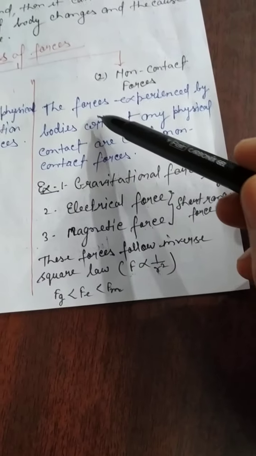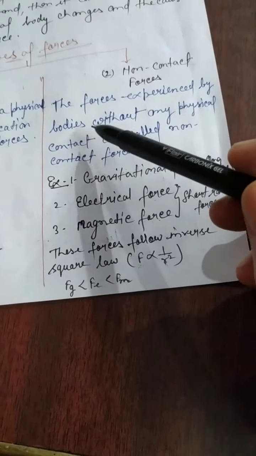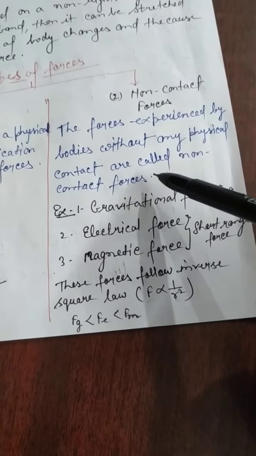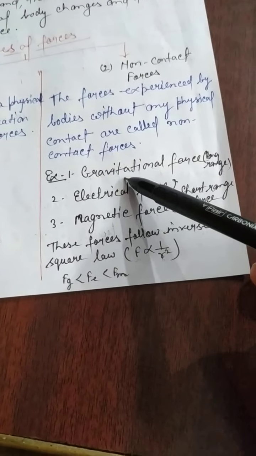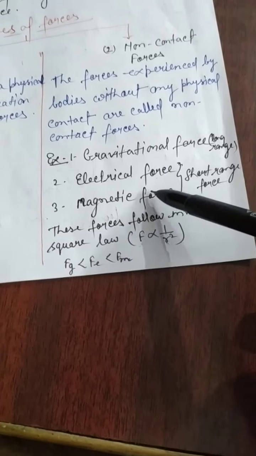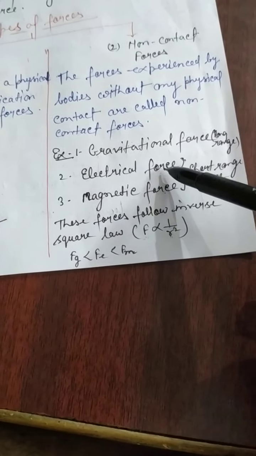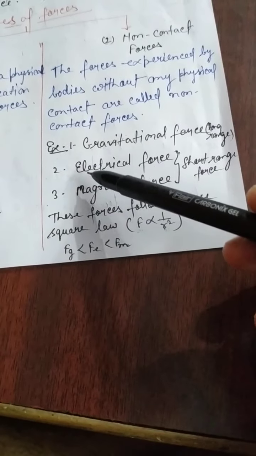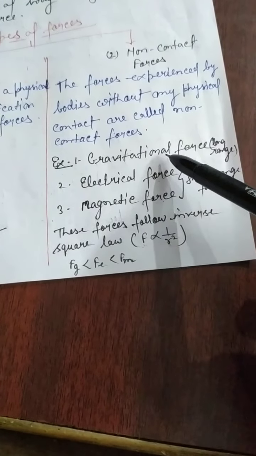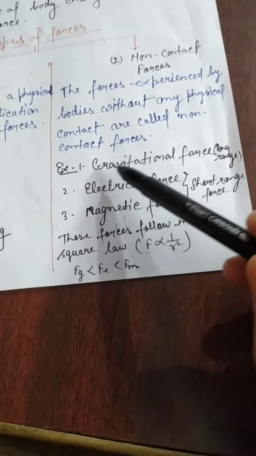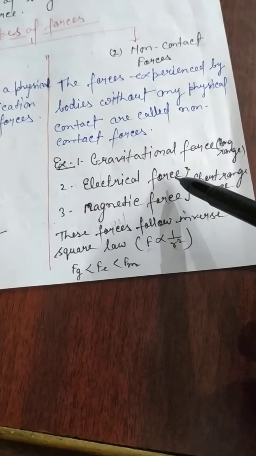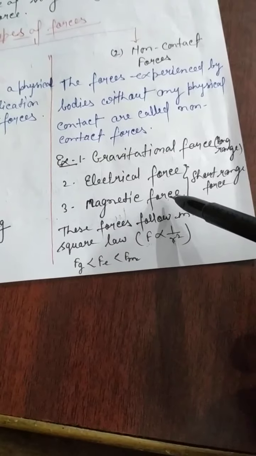Non-contact forces, the forces experienced by bodies without any physical contact are called non-contact forces. Examples of non-contact forces: gravitational force, electrical force, magnetic force. For this type of force, contact is not required. Gravitational force acts between two bodies situated at a small distance or a long distance. Electrical force acts between two charges. Magnetic force acts between the two poles of magnets.